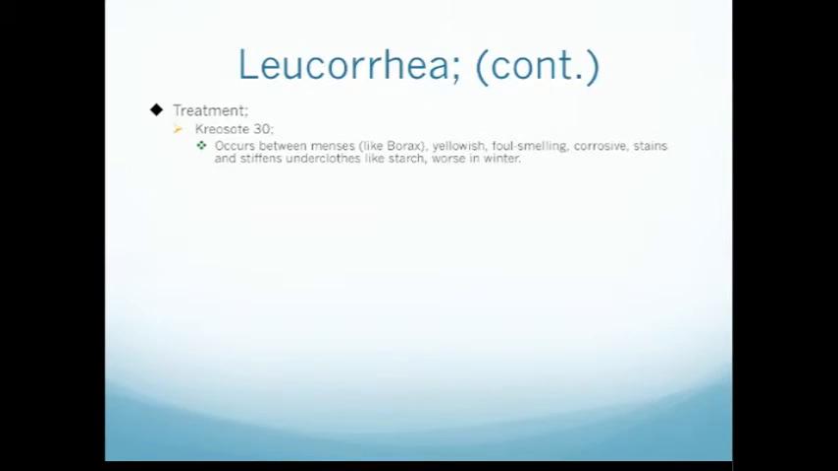Creosote 30 is good for leukorrhea that occurs between menses, like borax. It will be a yellowish, foul-smelling, corrosive discharge that stains and stiffens the clothes like starch. It's worse in the winter.